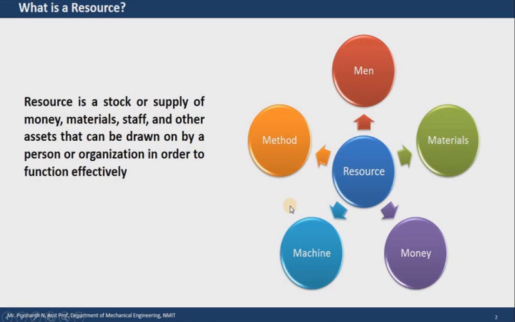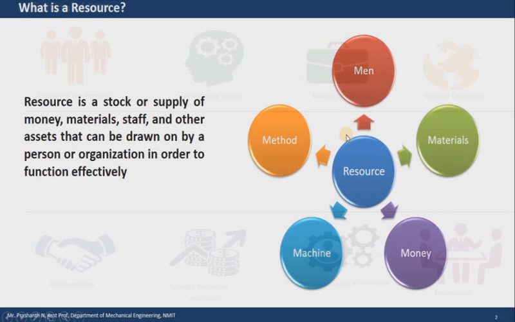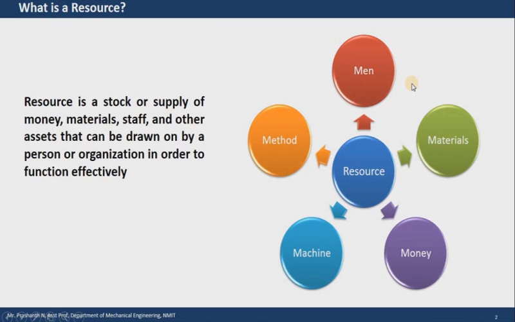Now, if we look into these resources in detail, we will see that these resources can be broadly classified again into two different ways. One is a tangible resource, the other one is an intangible resource. So what is a tangible resource? Tangible resources are the resources which are physical in nature, which can be touched or which can be felt. So what are these resources? For example, people, men, materials, money, machines. These are all physical resources which can be touched or which can be moved from one place to another easily, or which can be felt.